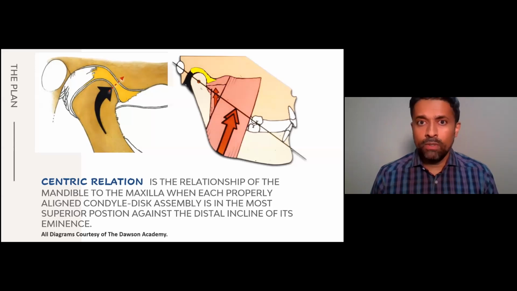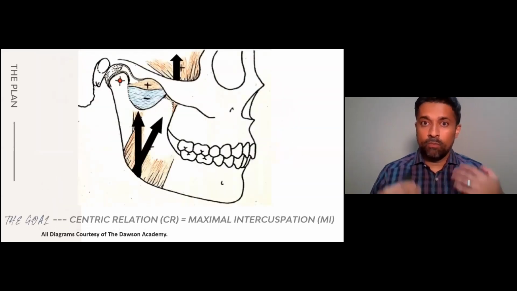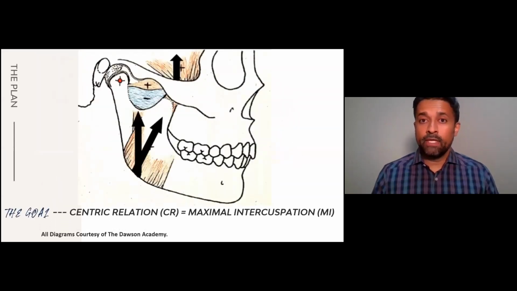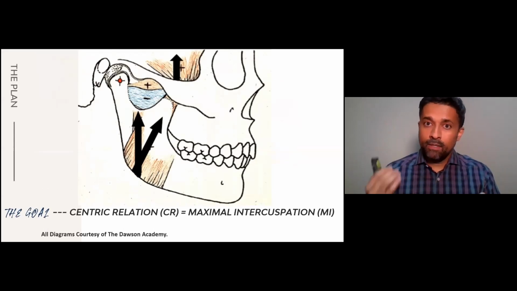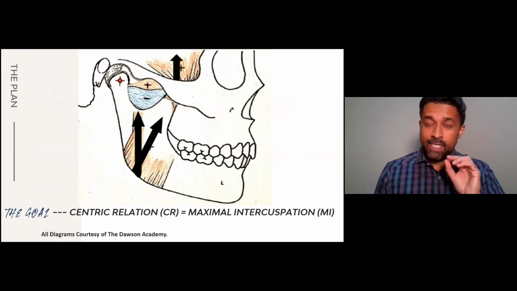And what is our goal? One of our functional goals, a big goal, is that when we're establishing someone's bite, we want them to have one bite with that jaw in CR. So basically, we want CR, centric relation, to equal maximal intercuspation, MI.